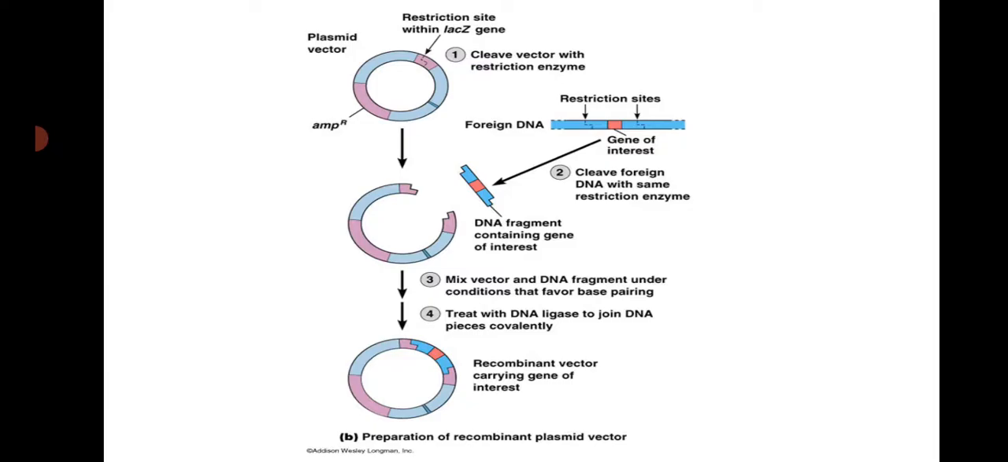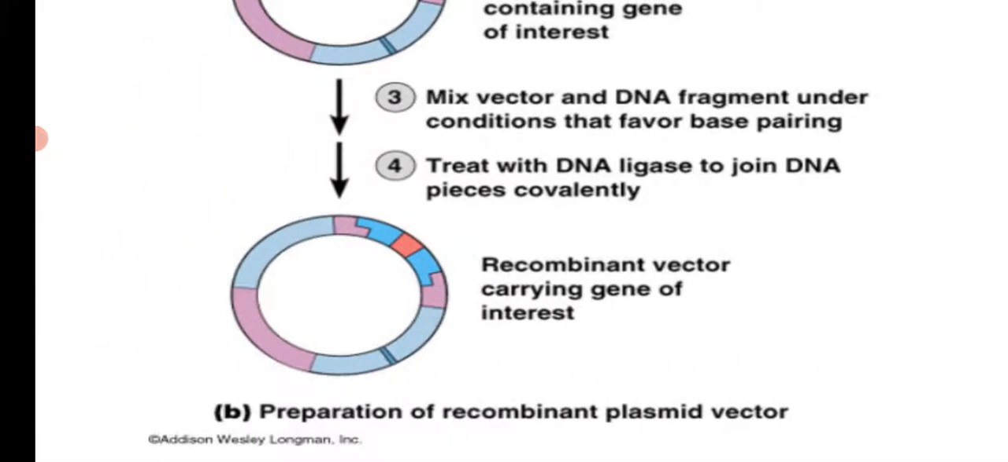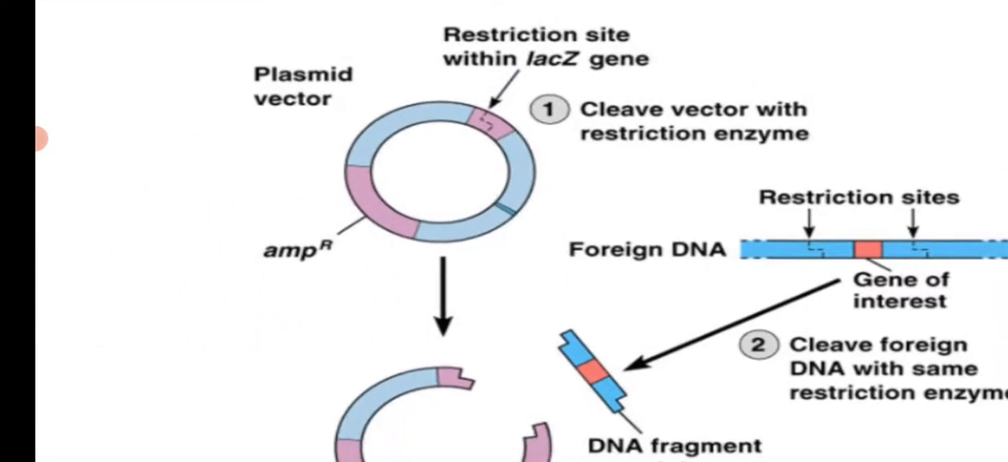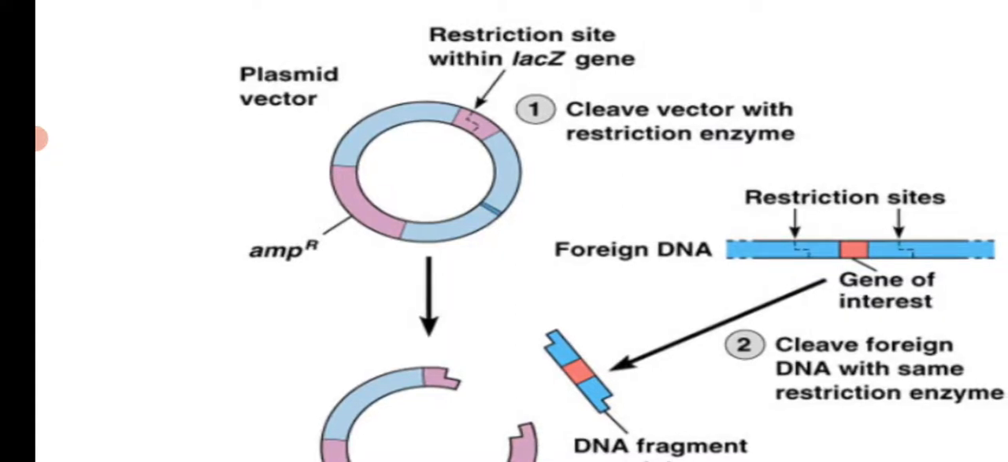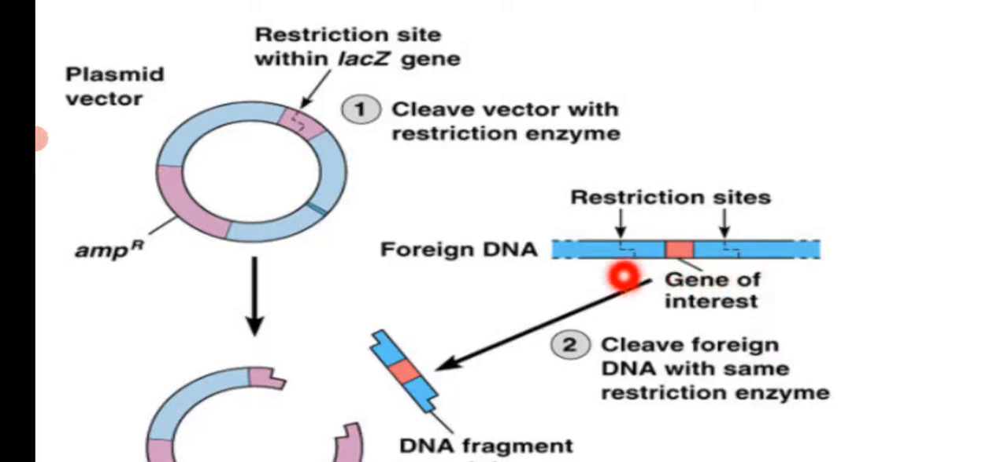Now here there is a picture of preparation of a recombinant plasmid vector. So here this is a plasmid vector, and here is a restriction site within the LacZ gene. This is the ampicillin resistance gene. So here what we do is cleave the vector with a restriction enzyme. See, there is a staggered cut made here. So the restriction enzyme cleaves it, and there is our gene of interest here. This red colored one is our gene of interest, and this is also cut with the restriction enzyme. The same restriction endonuclease cuts the vector and the gene of interest.